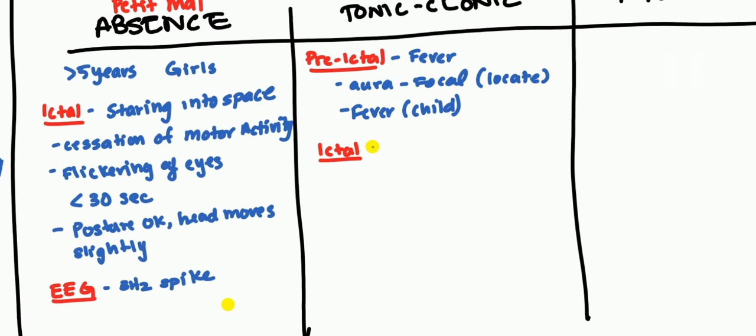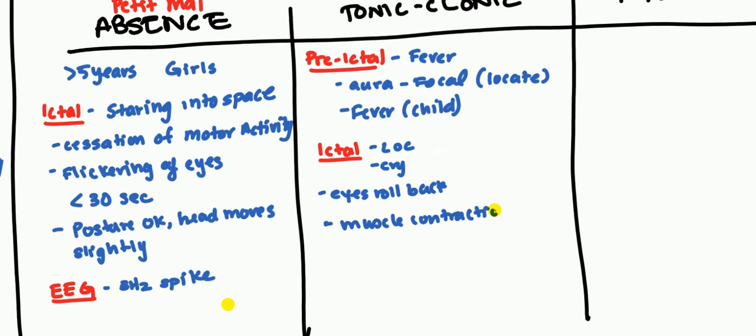Okay, so ictally, what can happen? Well, first of all, they do have a loss of consciousness. Oftentimes, they might cry or yell out as soon as it happens. And usually the first thing that happens is their eyeballs roll backwards, and then they have the classic muscle contractions that are associated with tonic-clonic. Also, sometimes they can become incontinent. They lose bladder function and they urinate on themselves.